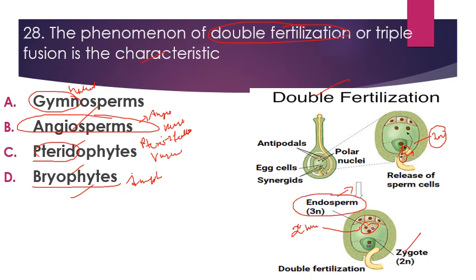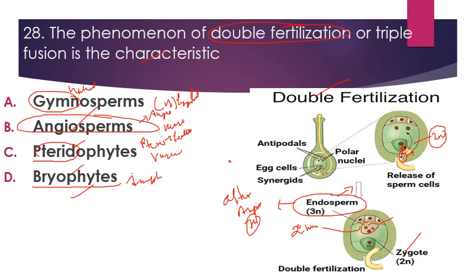And one more difference in case of gymnosperm and angiosperm is that this endosperm is formed after fertilization in case of angiosperm, and is triploid, while in case of gymnosperm it is formed prior to fertilization and is haploid. The endosperm in gymnosperm is haploid and is formed before fertilization, while in angiosperm it is formed after fertilization and it's triploid.